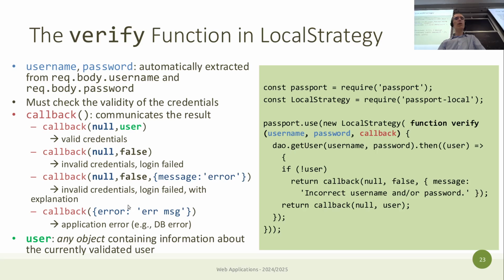Otherwise, there are other options. So null, false, potentially with a message. Or if there is an application error, you can call it in another way. But it doesn't really matter that much to the user. You can communicate this condition to the user, just to tell the user, well, actually, it's not your fault. The database is not working now. Try again later. That's the difference between these two cases.